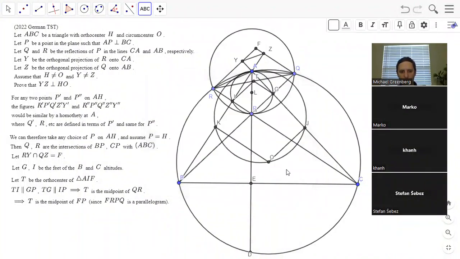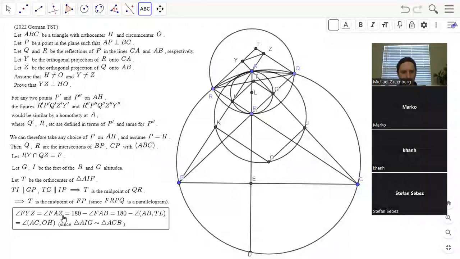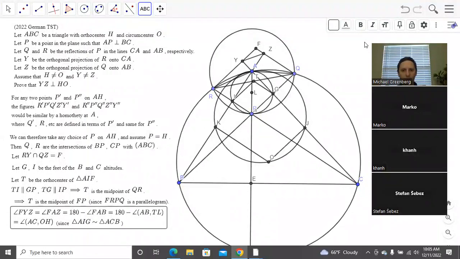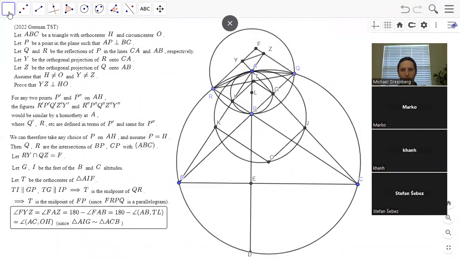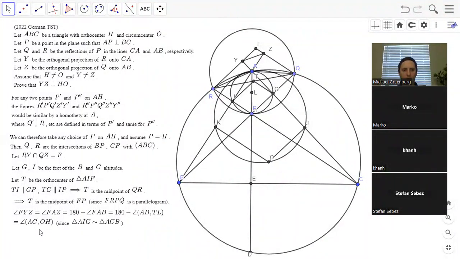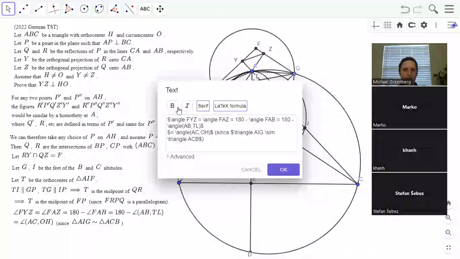So, okay, since angle FYZ is the angle between AC and OH, then the angle between YZ and OH. So maybe it would be best. So this is the angle between FY and YZ. So I'll write it like this.